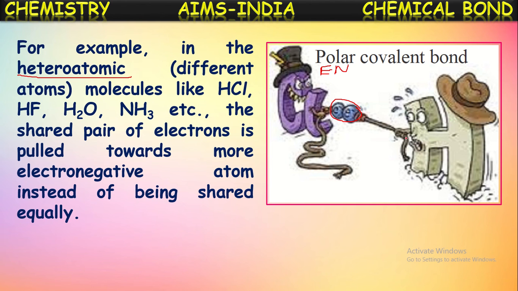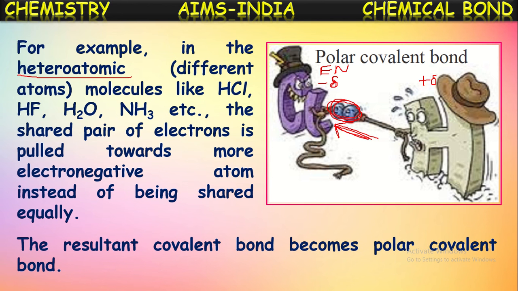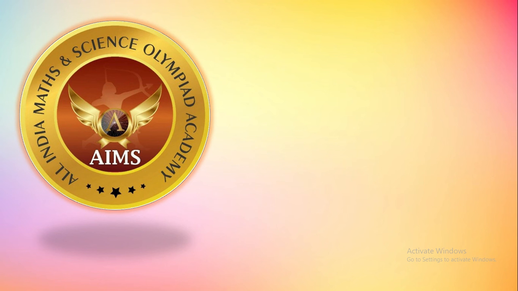What happens? The shared pair of electrons is pulled strongly towards chlorine by chlorine. Thus, as it is getting one more extra electron towards it, it will get a slightly negative charge. At the same time, hydrogen gets a slightly positive charge as it is losing its electron towards chlorine. Thus, polarity is created. Thus, this bond formed between these two atoms, in which the electron pair is unequally shared, is called a polar covalent bond. Okay, the resultant bond is called a polar covalent bond. Okay, this is about polar and non-polar covalent bonds.